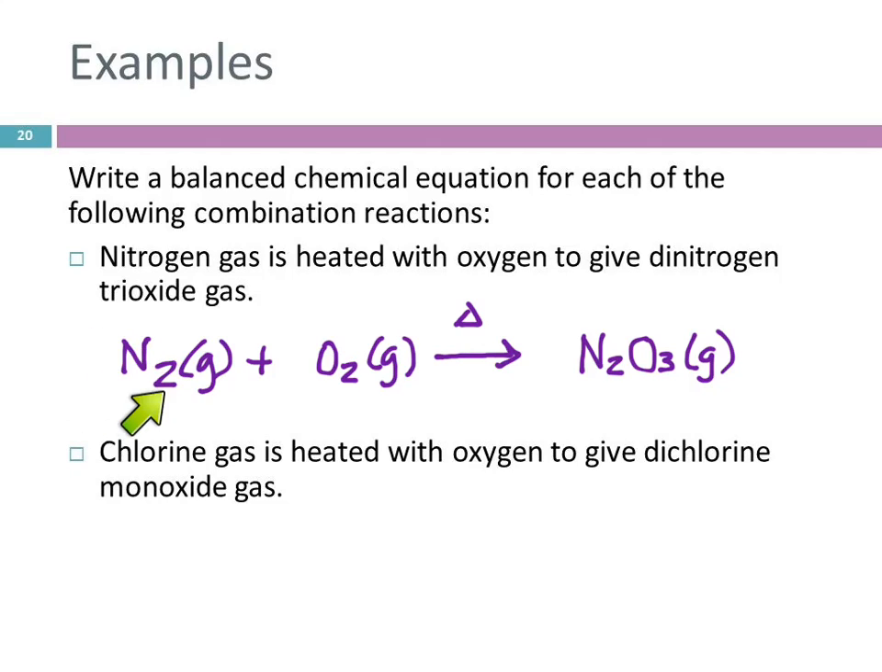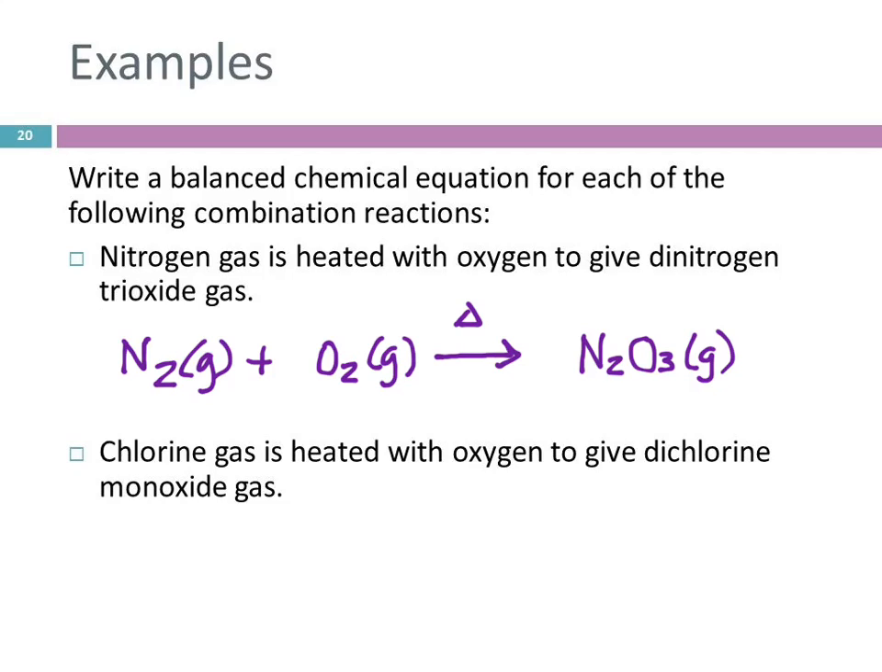So I'll just start over here. Oftentimes you can just start left to right. N2, you have N2 on the right. So 2 nitrogens on each side, so those are okay. And then let's look at the oxygens. How many oxygens on this side? 2. And how many on this side? 3. So we have 2 on one side and 3 on the other.